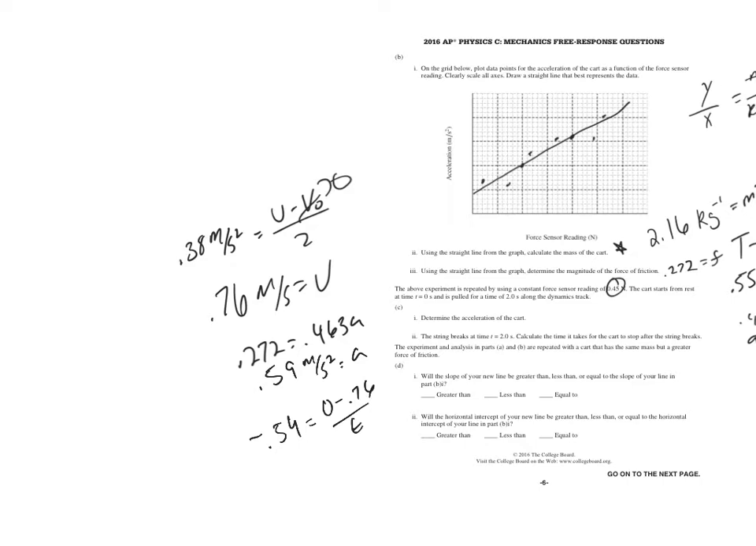0.76 divided by 0.59 should be 1 point. Let's see. Make sure I don't lie to you. Yeah, 1.28. So t is equal to 1.28. Okay, you just solve that formula.